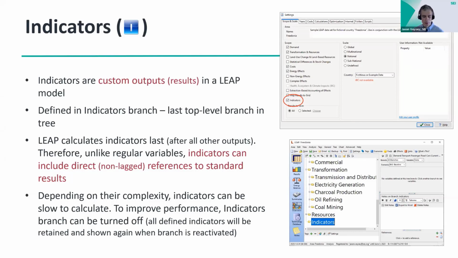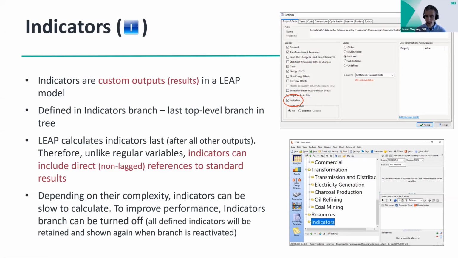In other cases, since you can't reference result variables in the same year in your expressions, normally what people do is they use lagged references, which lag by a year or two. So that's the advantage of indicators. The disadvantage of indicators is, depending on how much you're incorporating in an indicator, and in particular, if you're referencing a lot of result variables in an indicator, they can be slow to calculate. And so if you find that's the case, and it's taking a while to calculate because of the indicators branch, you can always turn off indicators, again, in basic settings.